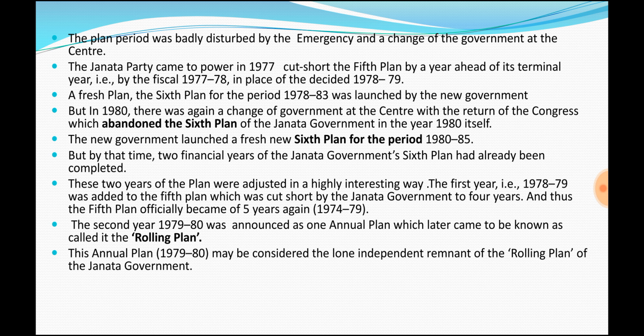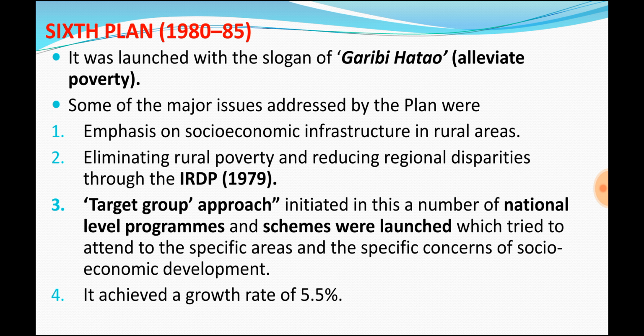As a result, the then Indira Gandhi government did a novel thing by taking one year of that 2-year plan to the previous year, and it completed the fifth plan. So the fifth plan is completed, and the remaining 1 year was kept as a Janata government annual plan, which later came to be known as the rolling plan, the 79-80 period. That is how Indira Gandhi solved it, and she came with the sixth plan in 1980 to 85. It was launched with the slogan of Garibi Hatao, alleviate poverty. Please remember this point.